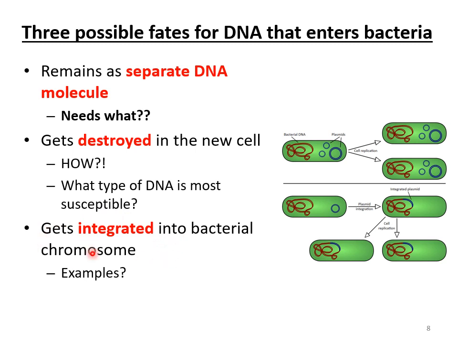The last option is integration into the bacterial chromosome. It can get integrated if, for instance, it's what's called a transposable element or has inverted repeats. Basically, if it has sequences that allow for what's called recombination. So that separate DNA can basically get cut open. The bacterial chromosome can get cut open, and sequences recognize each other and stick together. And we'll talk about that in more detail in later lectures.